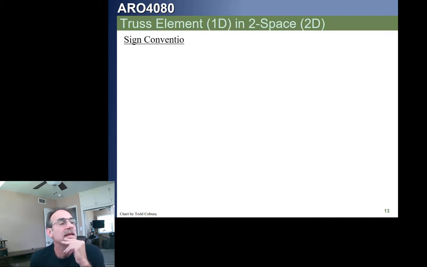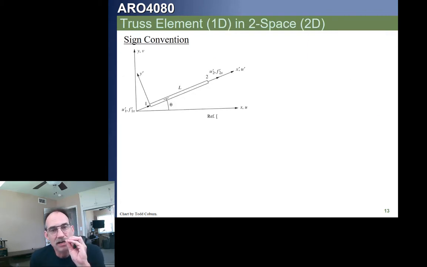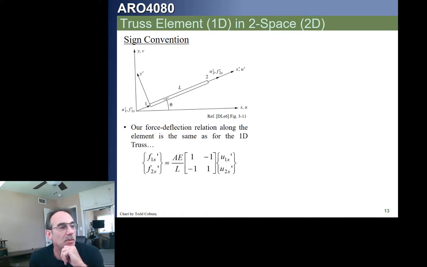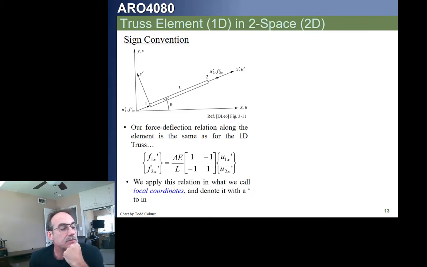All right, so we have a one-dimensional truss element, but this is located in space. With the one-dimensional element, we only had a single displacement for each of the nodes. So we had two displacements, one for end 1 and one for end 2. When we go to a two-dimensional system, our global displacements will have two coordinates, a U and a V for each node. Okay? So this was our sign convention. This is our force-deflection relation. This is in local coordinates because it's got the prime here. And we can apply this relation.